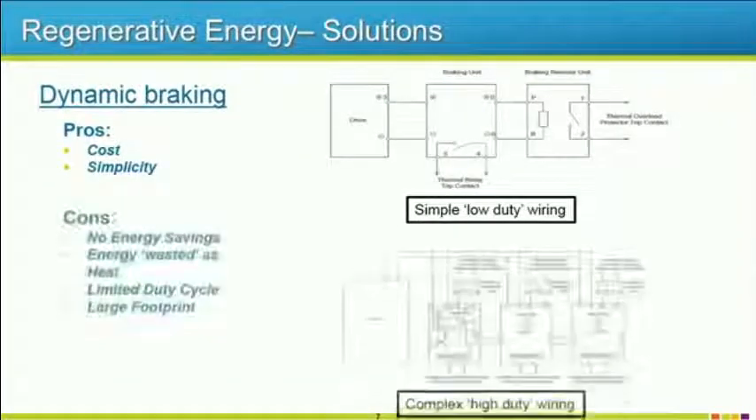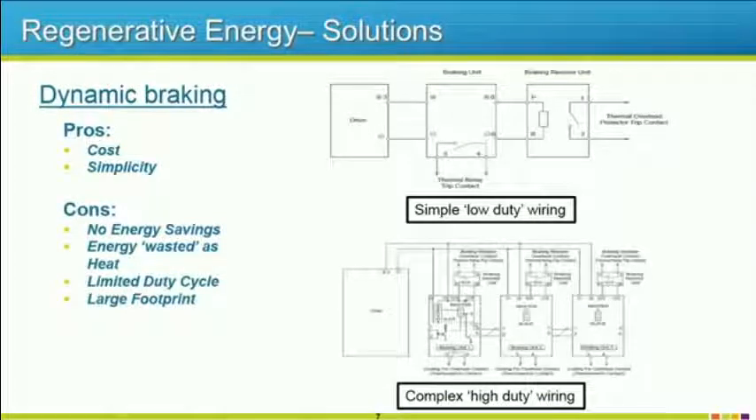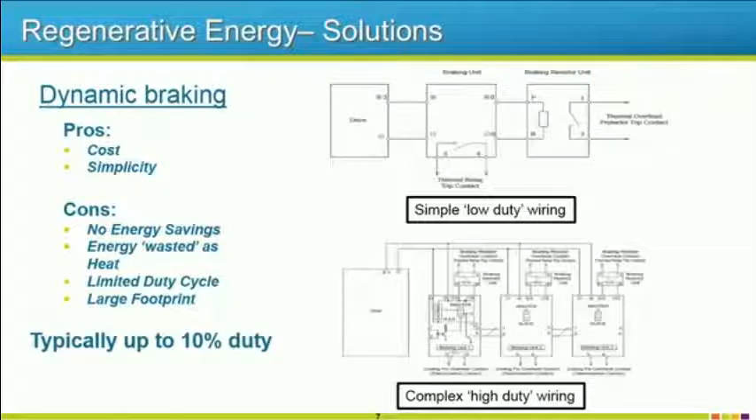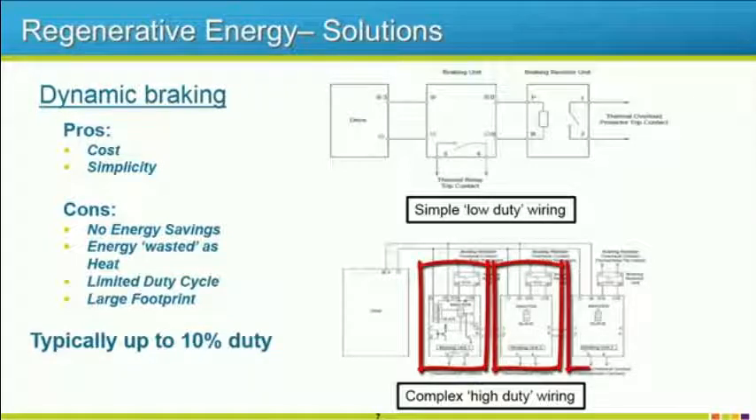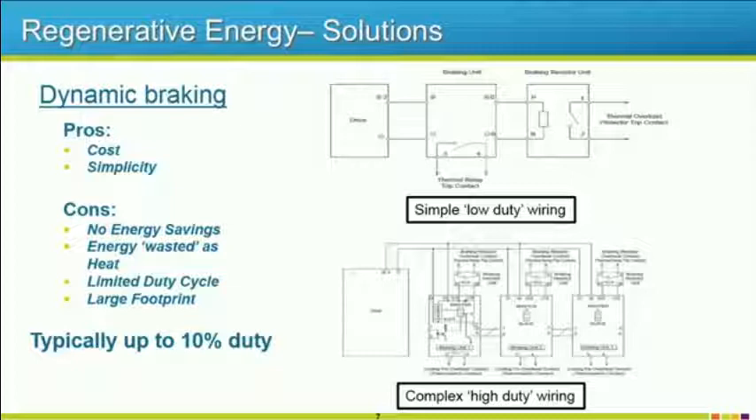However, with dynamic braking, there are no energy savings. All of the energy dumped onto the resistor is simply burned off and wasted as heat. Additionally, when an application calls for a higher duty cycle due to increased regen, the size of the braking transistor and resistor will get larger and could multiply. Braking modules are run in parallel. This results in a larger footprint and more wiring. Dynamic braking is most commonly used on applications requiring a duty cycle of 10% or less, but it is not limited to that number.